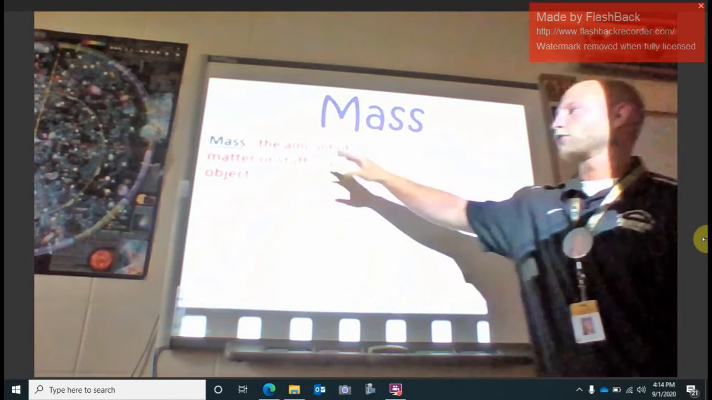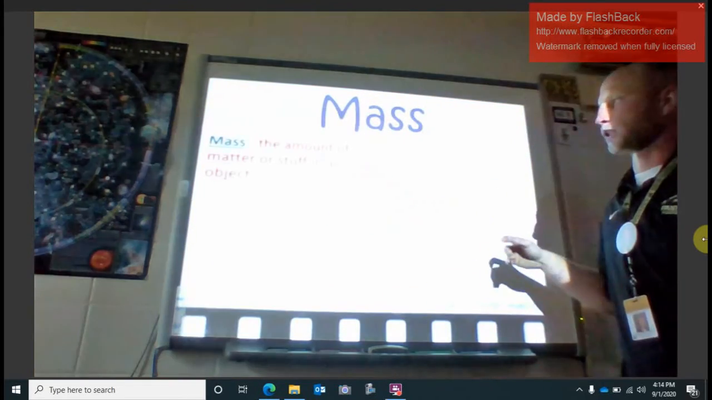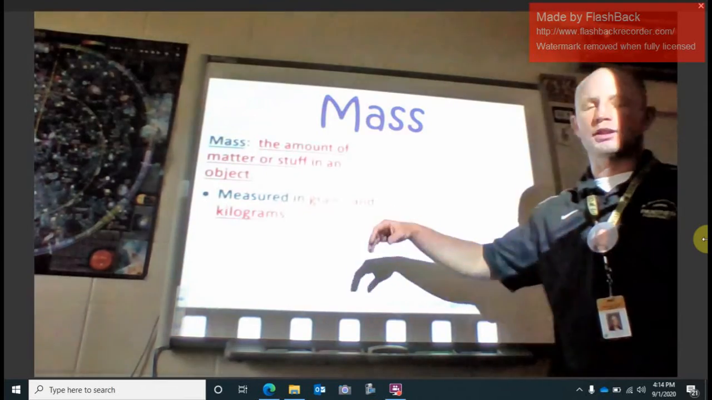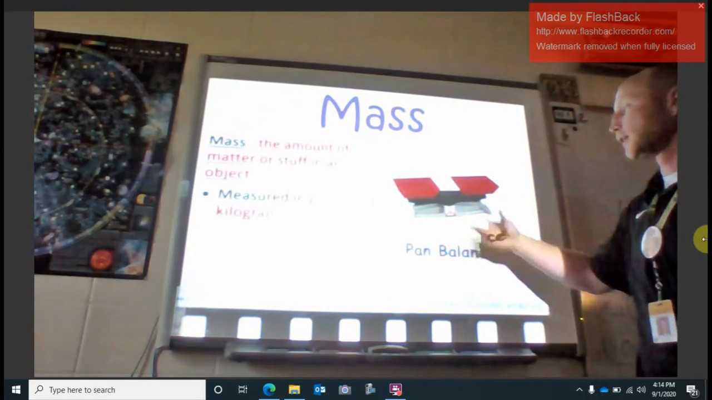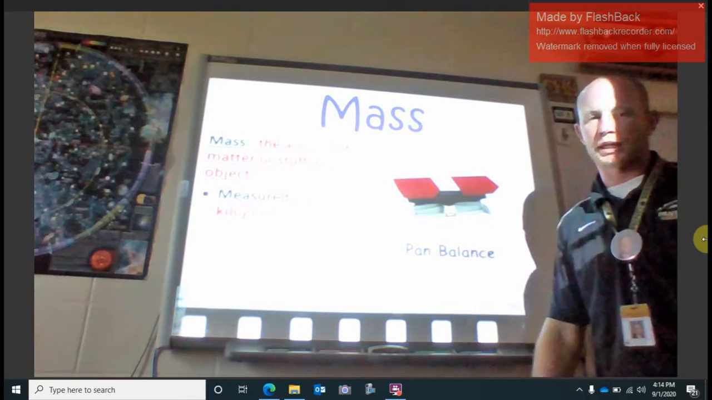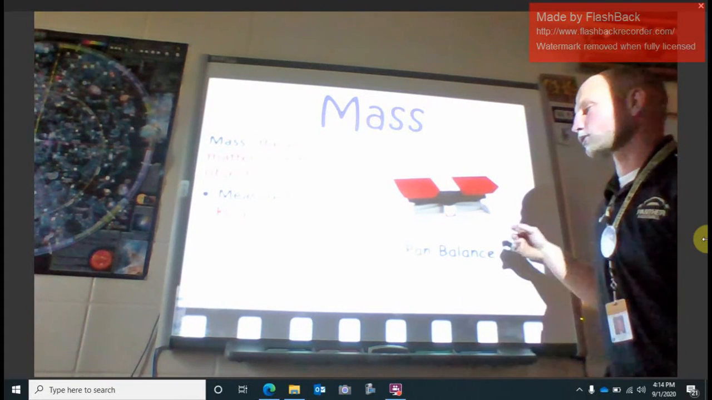So mass is the amount of matter or stuff in an object. We measure this in grams and kilograms. That's that metric scale we really like. We'll get more into the metric scale here. Here's a pan balance. You guys won't use that. We just use regular digital scales.